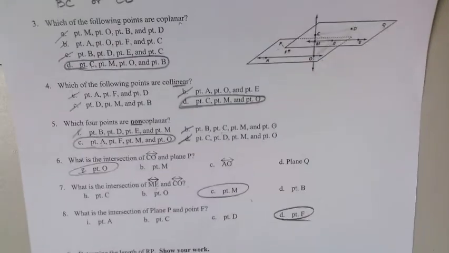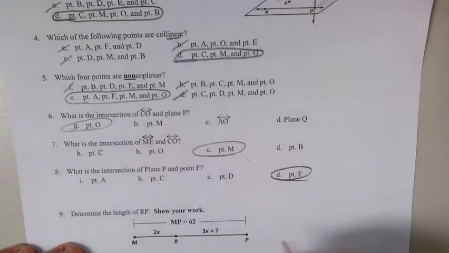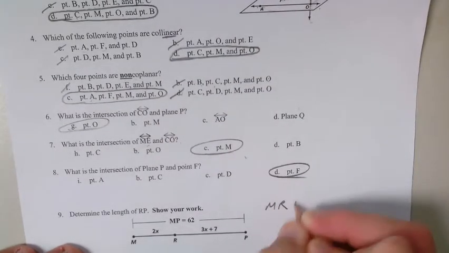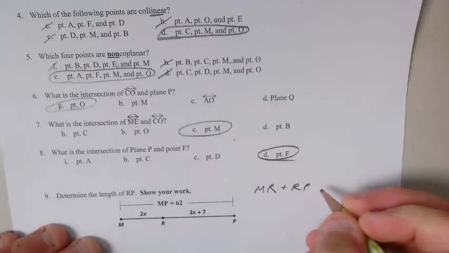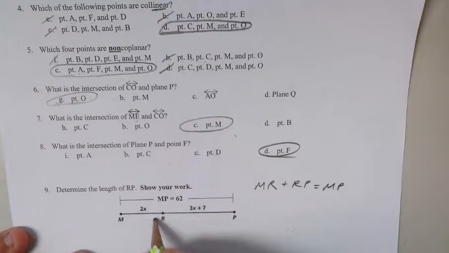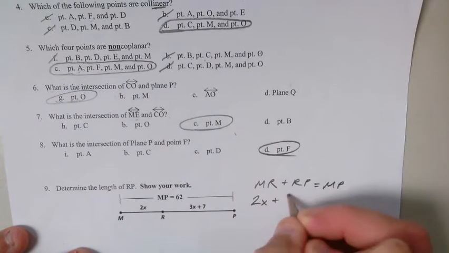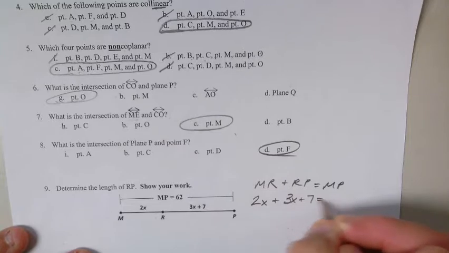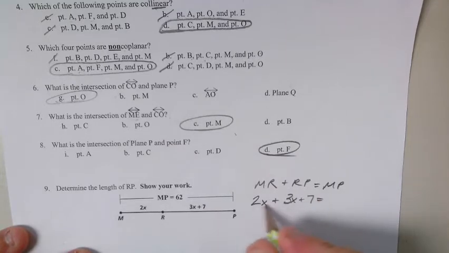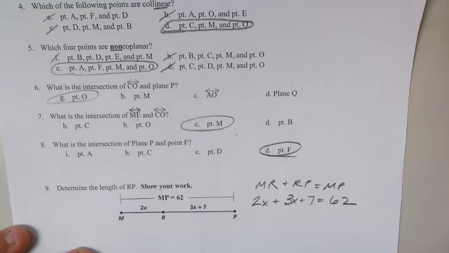So hopefully that made sense as I went through that pretty quickly here. Segment addition postulate says if I go ahead and take MR plus RP, that has to equal MP, okay? This plus this equals the whole segment. So MR is this, RP is this, and MP is this, okay?